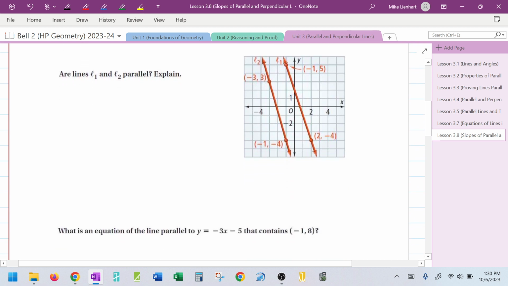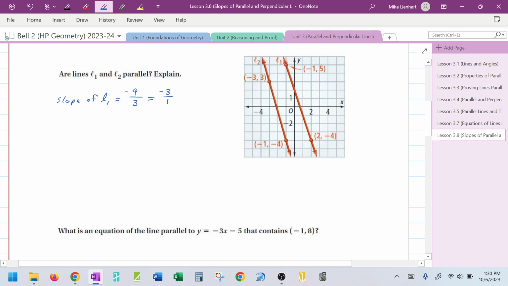So the first question here says, are these two lines parallel? Explain. All right, so the first thing I want to do is find the slope of L1. To do that, I'm just going to go ahead and count. I'm going to go from here down 1, 2, 3, 4, 5, 6, 7, 8, 9, and then 1, 2, 3 to the right. So that would be negative 9 over 3, which I know simplifies to negative 3 over 1.